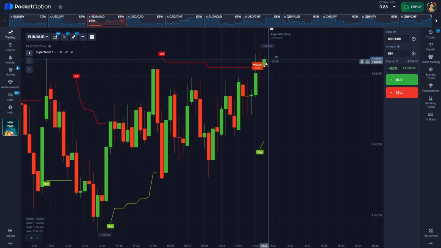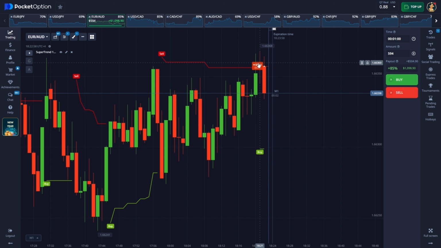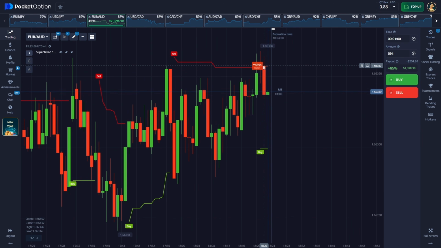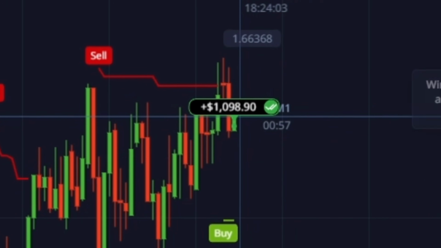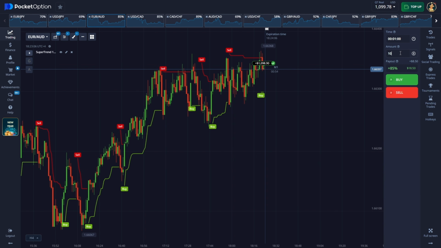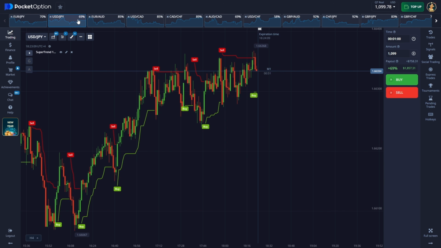Currently, the trade isn't going in our favor, but we still have 34 seconds left. Okay, the candle came back and now the trade is going in our favor. We still have 25 seconds left. Only a few seconds left and it looks like a good win. Yes, I won it. Now my balance has turned into $1,099. Let's find a trade for $1,099.